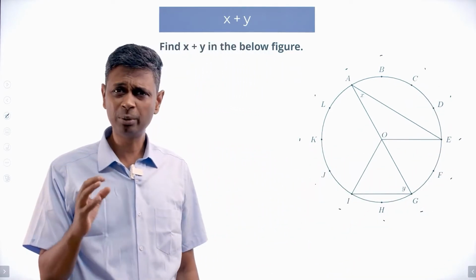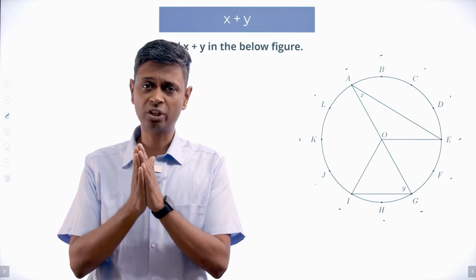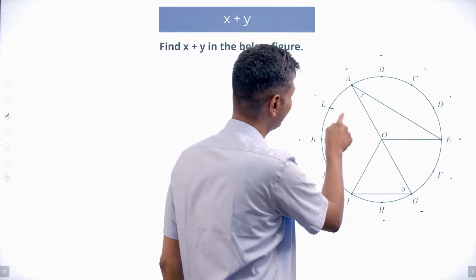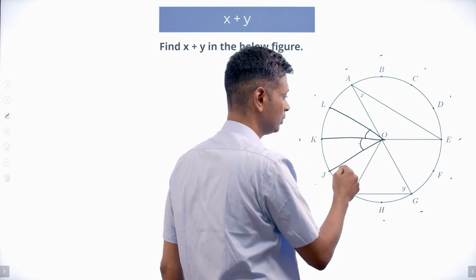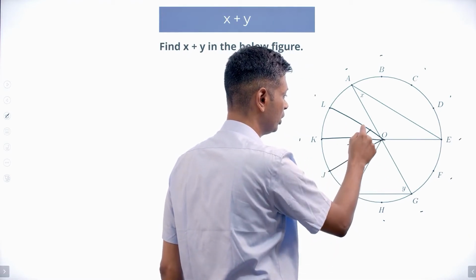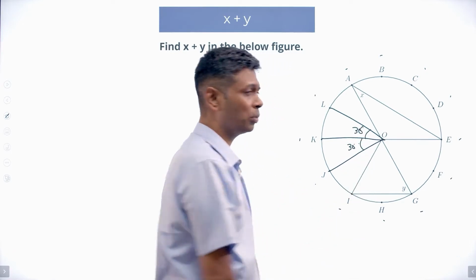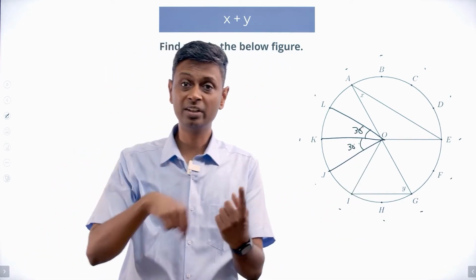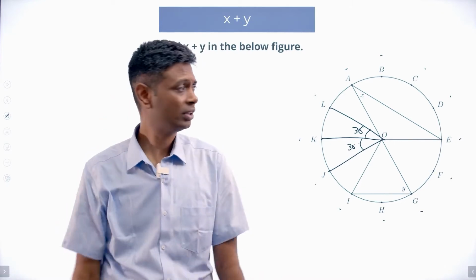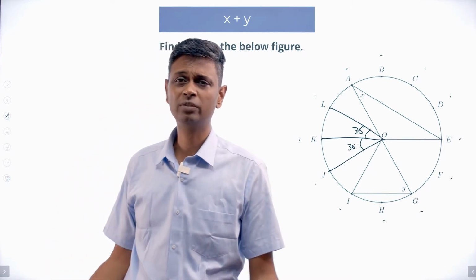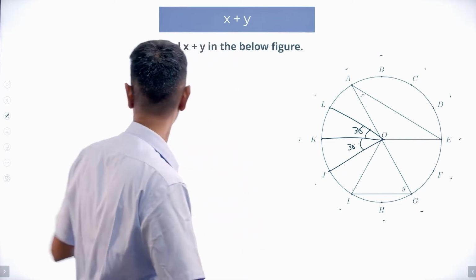What is the angle between any two positions that are adjacent to each other? What is this angle? This is 30 degrees. Why? The overall angle around a point is 360 degrees. So the angle between any two adjacent points is 30 degrees. That's all we need to know. We're through with this.